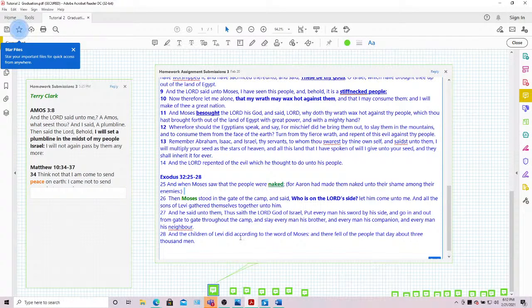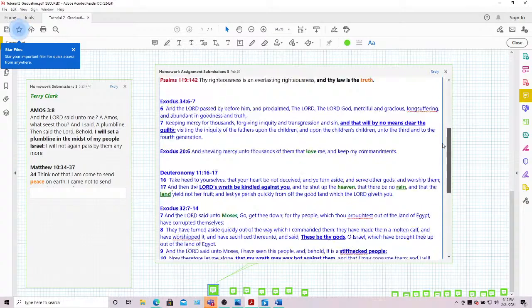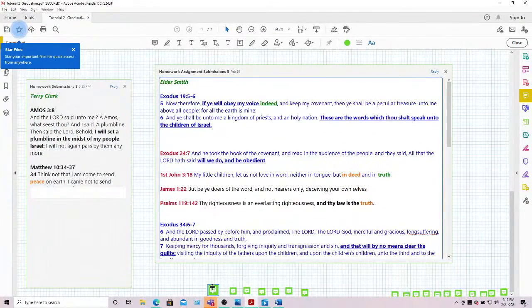And the children of Levi did according to the word of Moses, and there fell of the people that day about 3,000 men. So there was judgment within the camp. So that being said, Elder Smith, he knocked it out of the ballpark too. And we're getting ready to shut this one down right here. Let's get this out of the way.